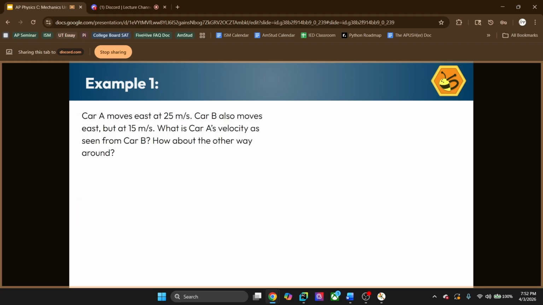Let's dive into an example. Car A moves east at 25 meters per second. Car B also moves east at 15 meters per second. What is car A's velocity as seen from car B? How about the other way around? What do we think, guys? What do you think?